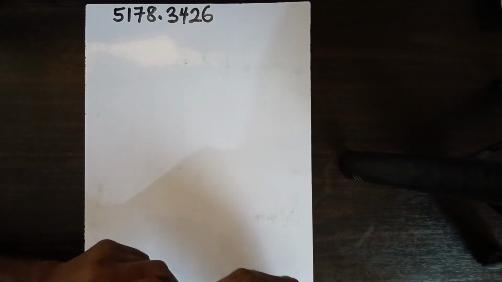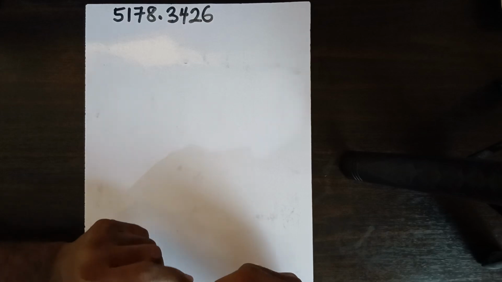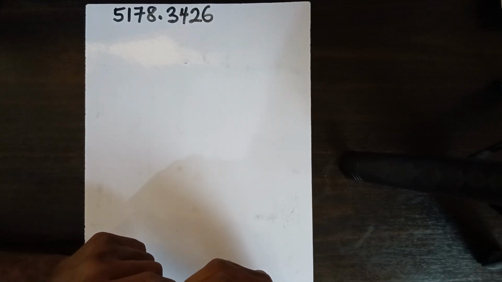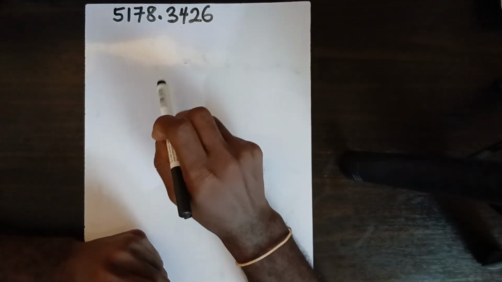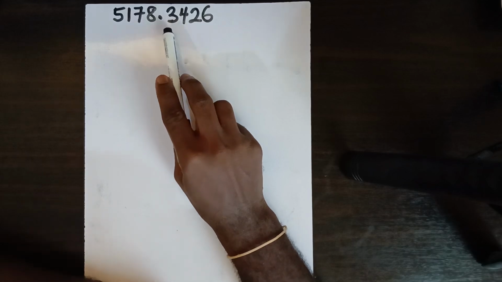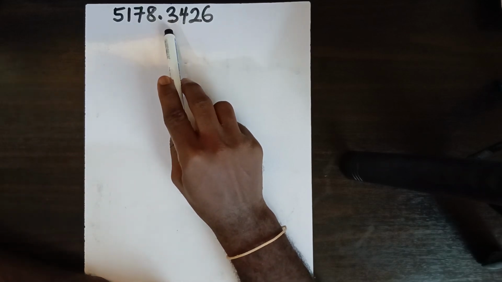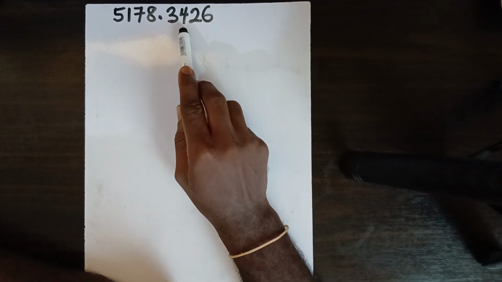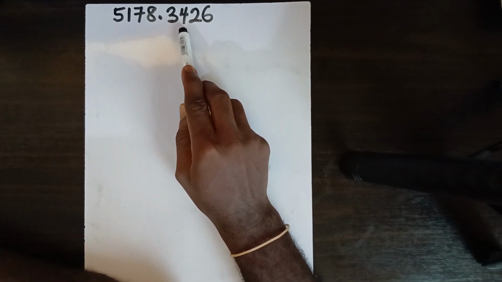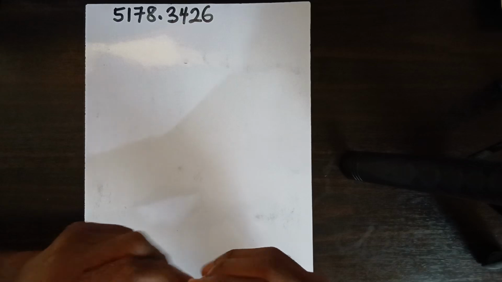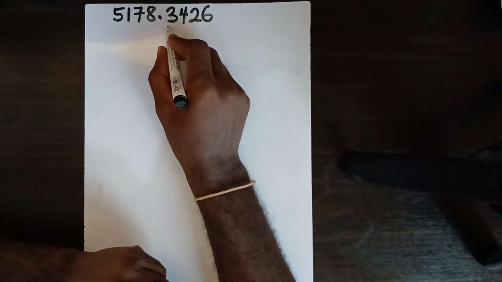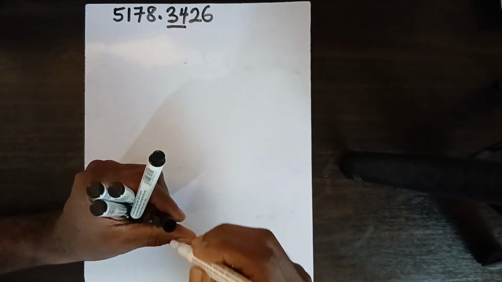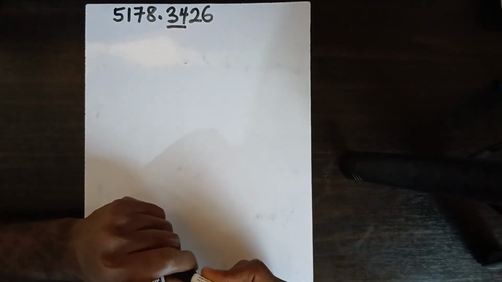So this question says that we should correct 5,178.3426 to 2 decimal places. So we have learned that the 1/10th place is the first decimal place, and then the 100th place is the second decimal place. So it means our 2 decimal places, if we are counting them, are the digits 3 and 4 to the right of the decimal point.